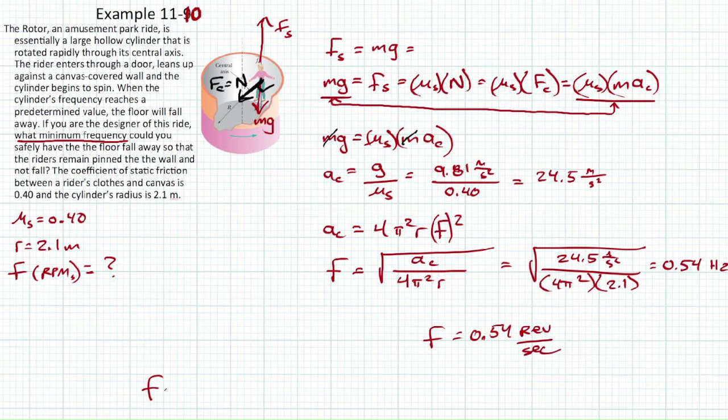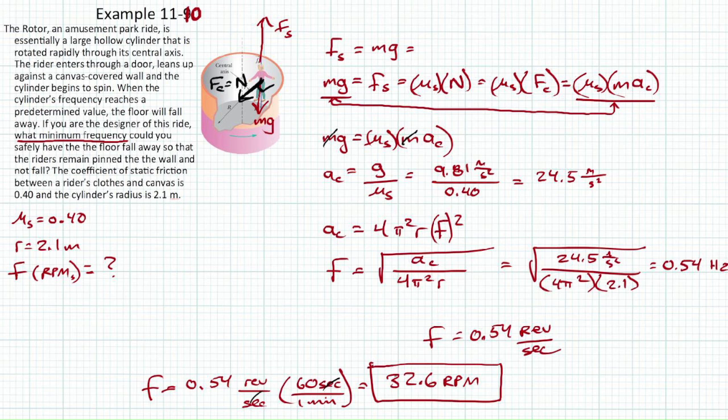Hey, sorry about that. Frequency, 0.54 revolutions per second. So 60 seconds in 1 minute. Sorry about that, you guys. I'm doing this a different way than I originally had. So that would be 32.6 RPM, or revolutions per minute, because our seconds cancel out.